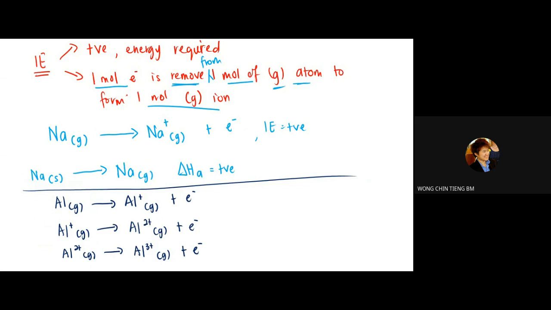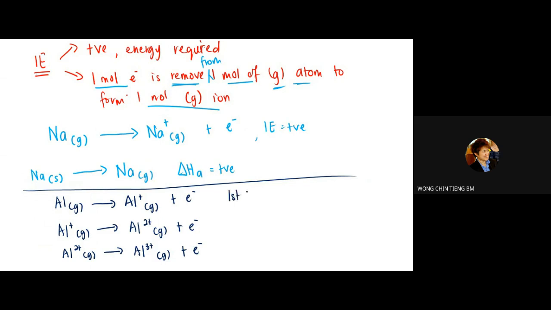Initially, saya ada 13 elektron. Tiba-tiba elektron aku hilang satu kena buang. Saya tinggal 12 elektron. 13 tarik 13 tadi dah kuat dah. Sekarang 13 tarik 12. Tarik lagi kuat tak? That's why your ionization energy will keep on increasing.